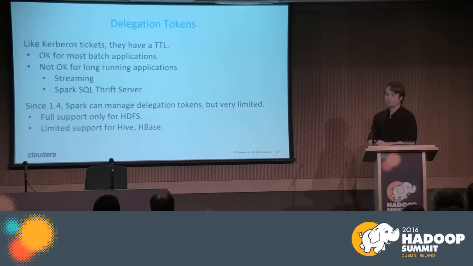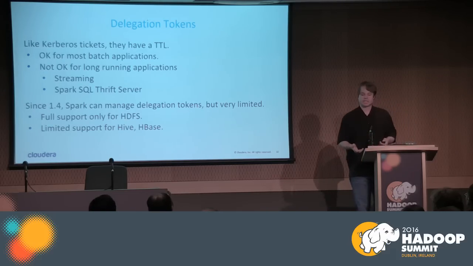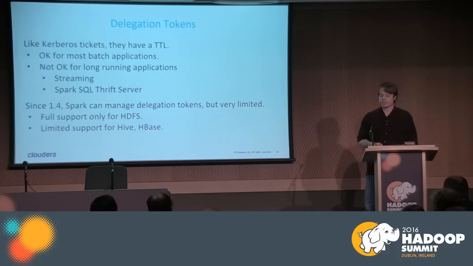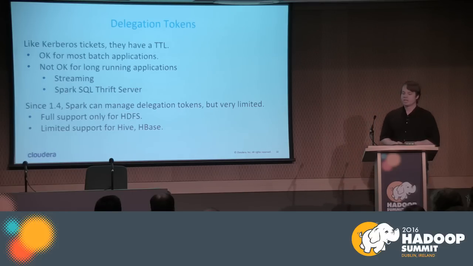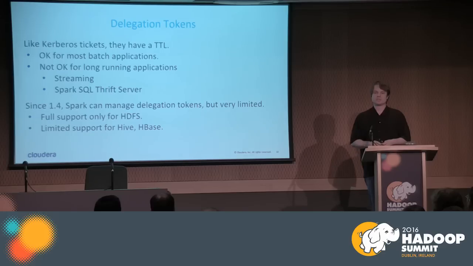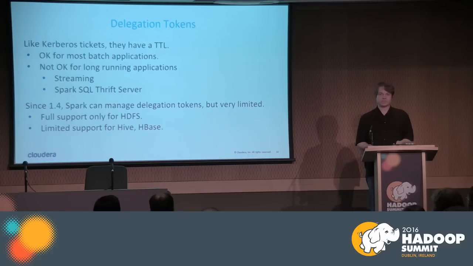What was done in Spark 1.4 is that Spark itself can handle your delegation tokens by handling your Kerberos login, so that at the end of the 7-day period, it can create new delegation tokens, not renew them, because it cannot after that period. There are current limitations, and the main limitation is that currently there's only full support for HDFS. There's limited support for Hive and HBase, in that Spark will fetch delegation tokens for those services, but it will not create new ones after the 7-day period. So after the 7-day period, if you're using Hive or HBase and Spark, you'll have to restart your application.